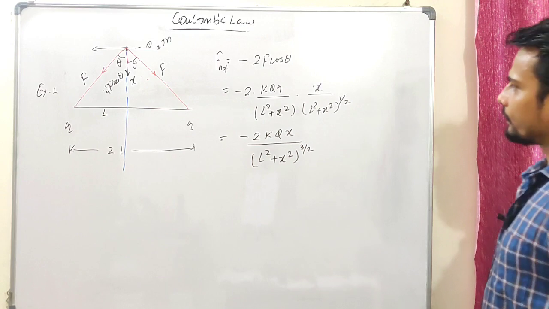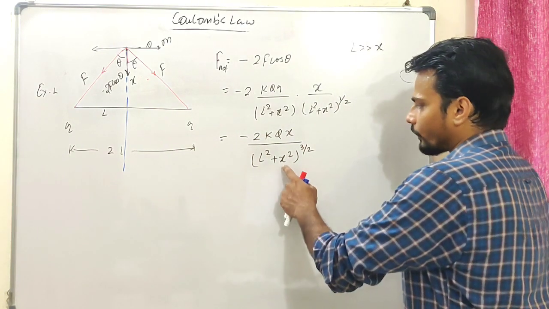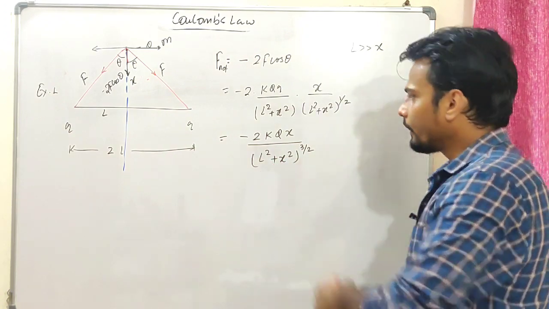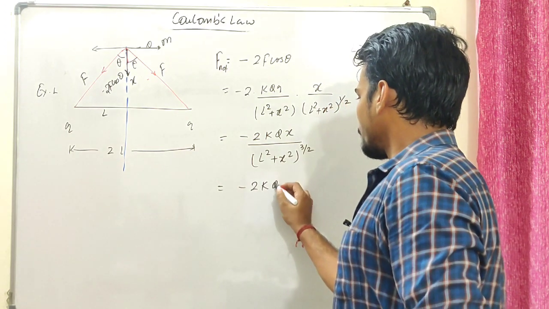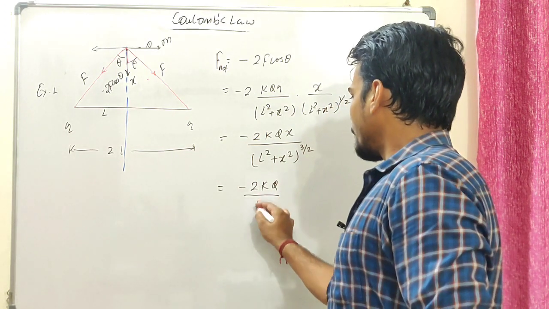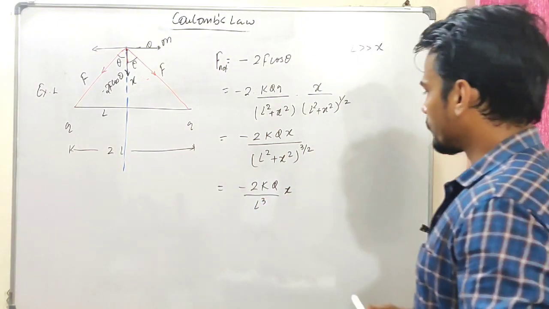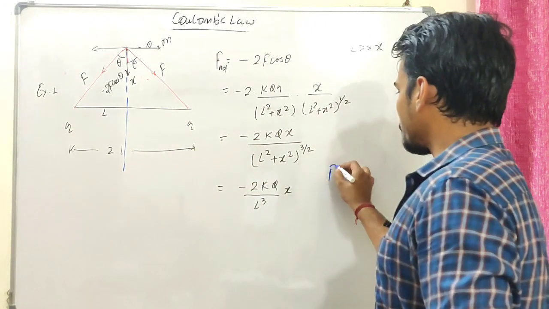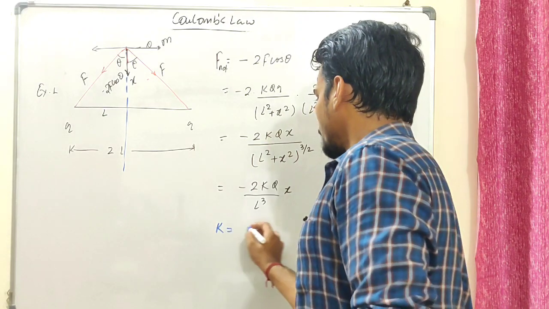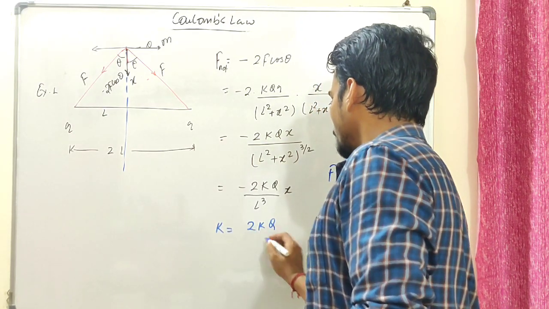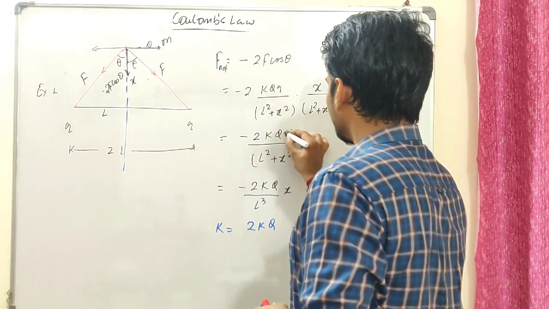Okay, now we assume that L is quite greater than x. Then I'm going to ignore the value of x in comparison with L. I'll be left with negative of 2kqq over L cube times x. If I do the comparison with F equals negative kx, I'm going to get k equals 2kq, and of course I just missed out this small q over here, so let me put that small q.